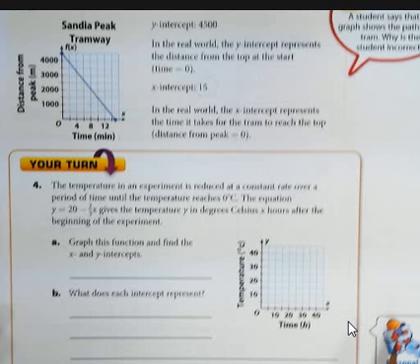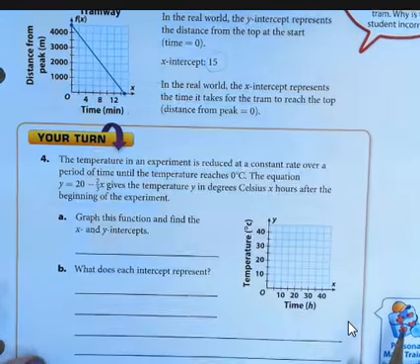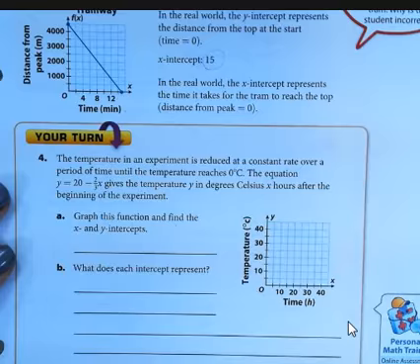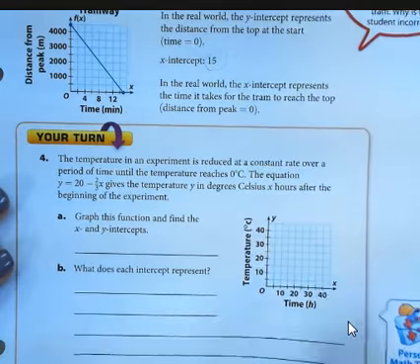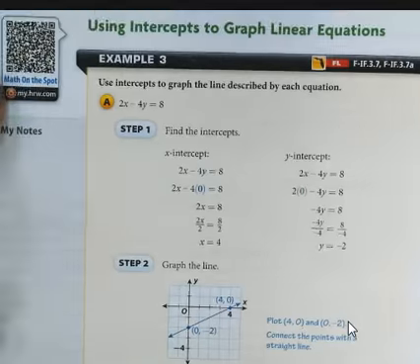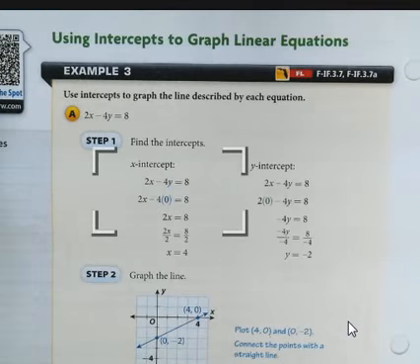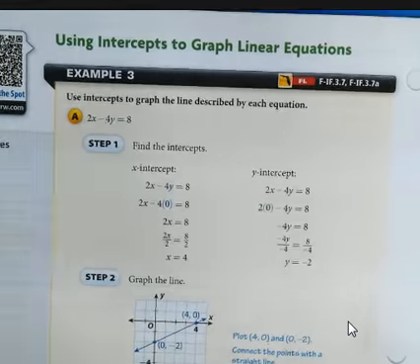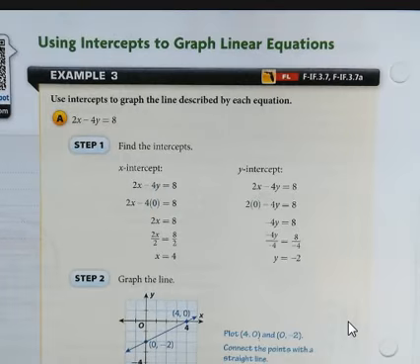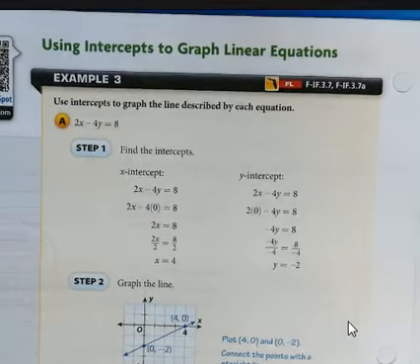I'm going to go ahead and flip over to page 166. So here we are talking about using intercepts to graph linear equations. Now, in this case, we're basically using the same things that we just learned in example number 1 on how to find intercepts, and then we're going to use that to graph. So we have 2x minus 4y equals 8. You can see that they solved the x and y intercept.